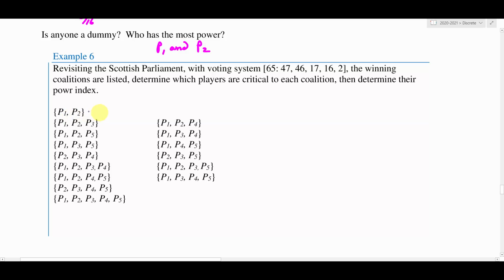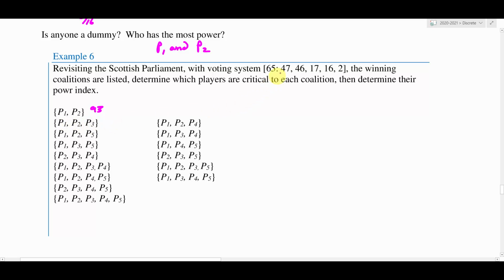But to figure out who is going to be critical, we first need to know what the weight of each of these coalitions is. So I would go through and say, okay, well, player one's got 47 votes and player two's got 46 votes. So when I add up their total votes or their total weight, I'm going to get 93. And I just like to write the weights next to each of the coalitions.